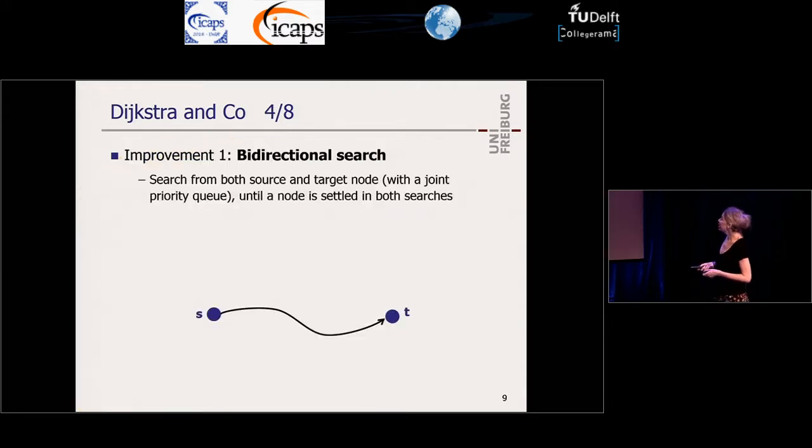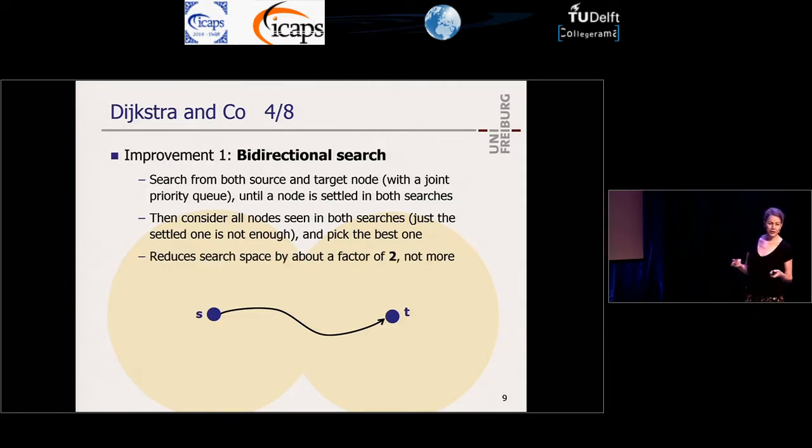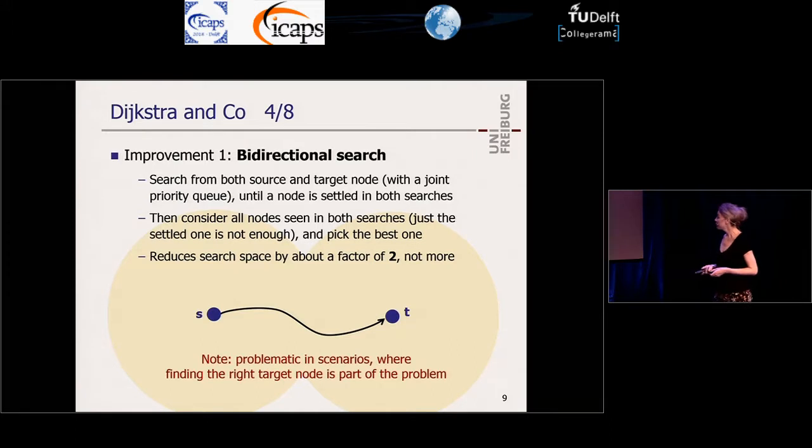So let's do bidirectional search. You just search from both sides until a node is settled in both searches. Just a node. I mean, you have to consider all the nodes in the intersection, not just the settled one. That's why I drew a little bit of intersection here. And as you can figure out from the picture, this reduces the search space by about a factor of 2, not more. So improvement, but not a big one.